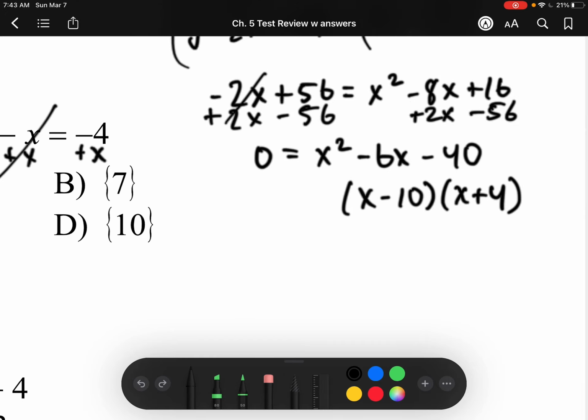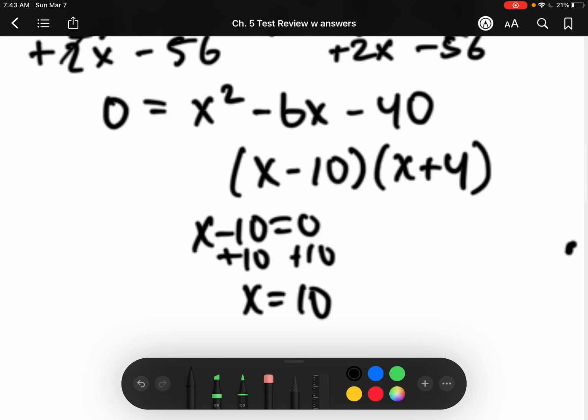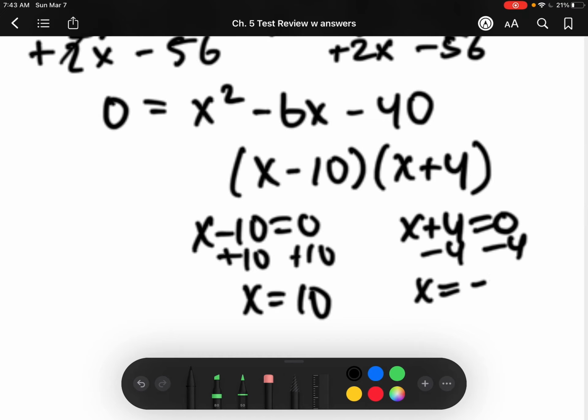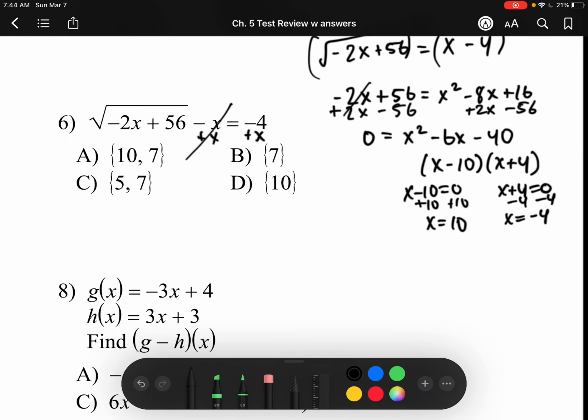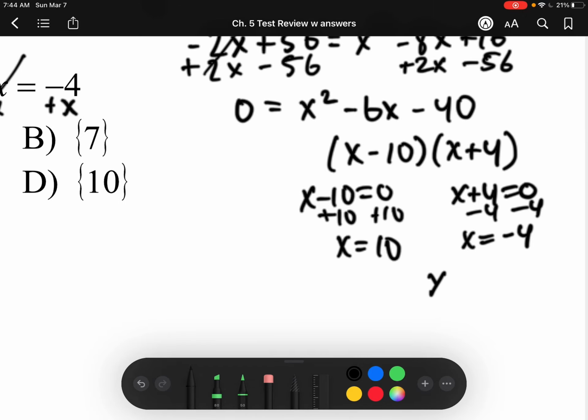So then you solve for your x's. You get x minus 10 is equal to 0. Add 10 to both sides. You get x is equal to 10. Then you have x plus 4 is equal to 0. Subtract 4 from both sides. And you get x is equal to negative 4. Right? So your 2 answers here are x equals 10 and negative 4.